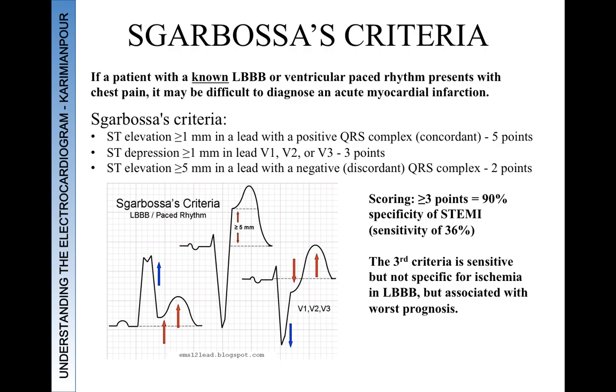So what we're looking at here is concordance and discordance of the ST segments and the QRS complexes. Concordance meaning that they go in the same direction. Discordance means that they're going in the opposite direction. So looking at the first criteria, if there is an ST elevation greater than 1 millimeter in a lead with a positive QRS complex, so there's concordance. The ST segment is going up and the QRS is also going up. This is 5 points.